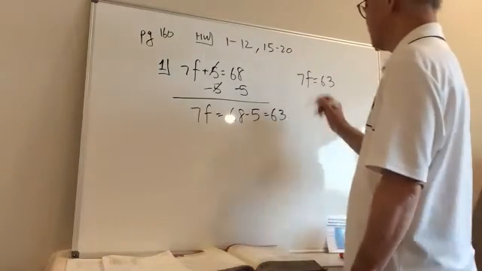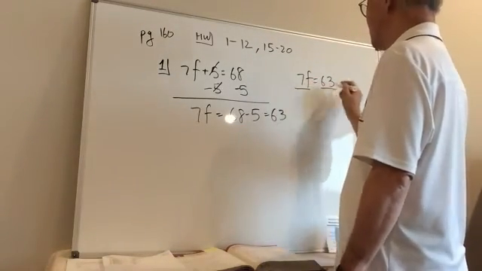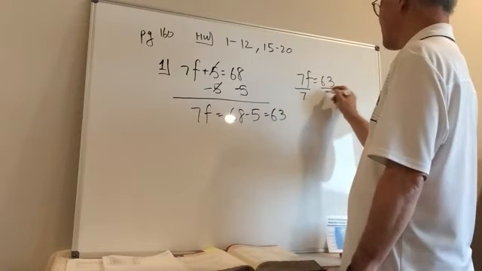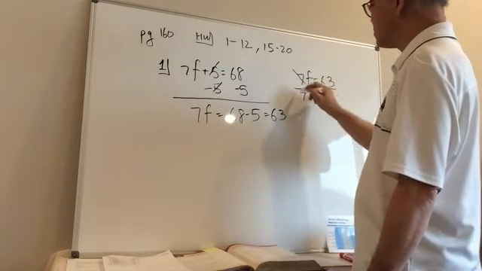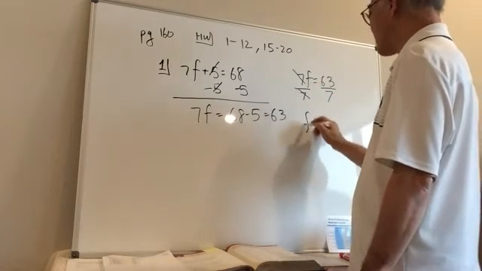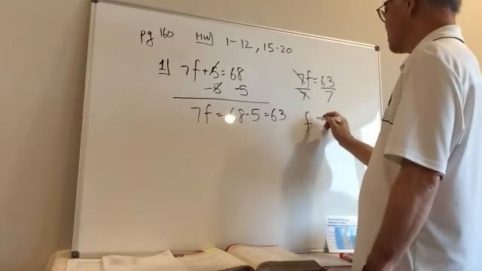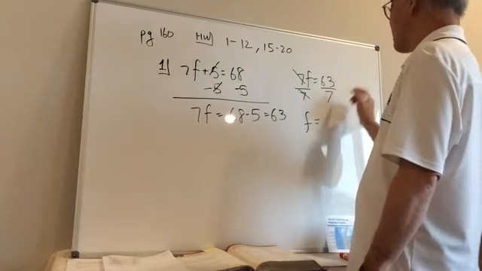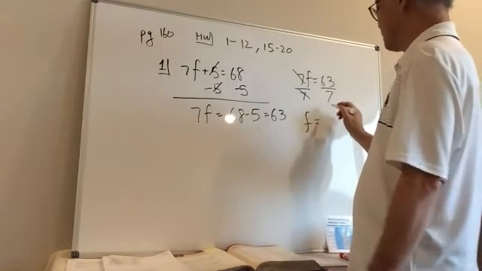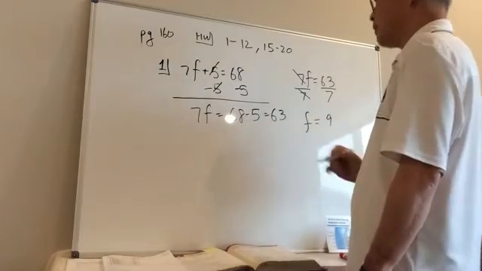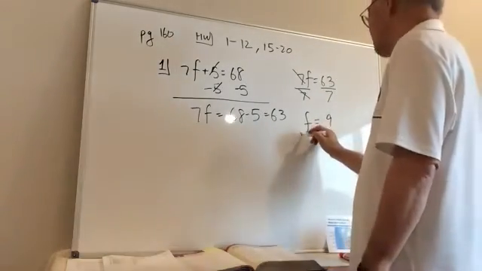Divide. Divide both sides by what? 7. 7, right? Now I'm going to have, then the 7s will cancel out. All I have left is f on the top right here. So f is going to be 63 divided by 7. And what is that? 9. That would be 9, right? So yes. My answer is going to be 9.